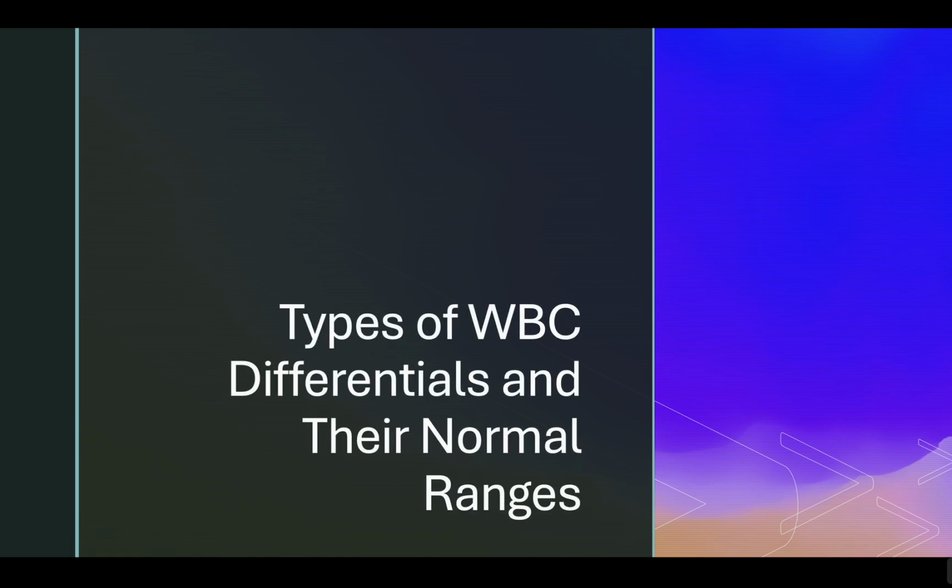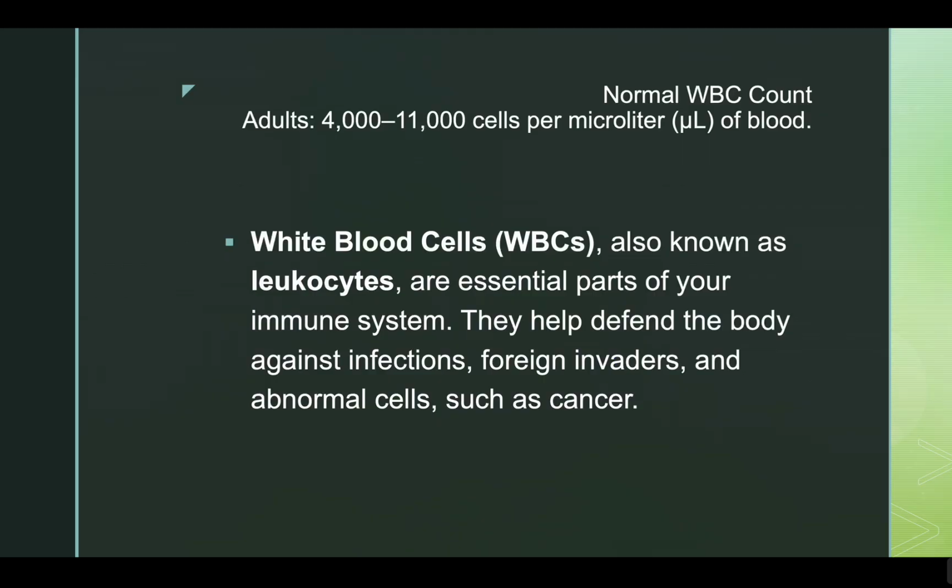Today we'll be talking about the white blood cells, the normal differential ranges, and how the white blood cells act during various illnesses. The white blood cells, also known as leukocytes, are essential parts of our immune system. I call them the soldiers of the body. They act like a bodyguard and help to defend the body against infections, foreign bodies, or invaders that want to invade the body and make the body sick. They also defend against abnormal cells like cancer.